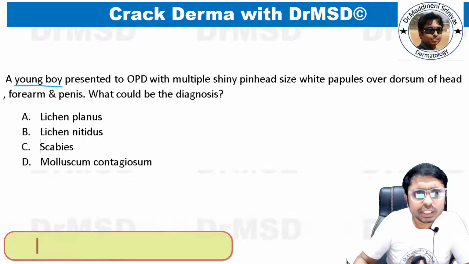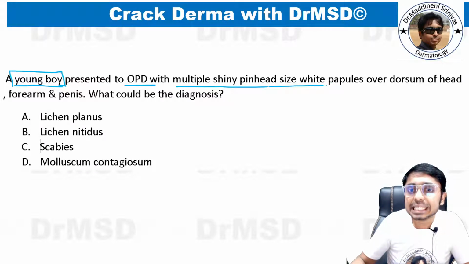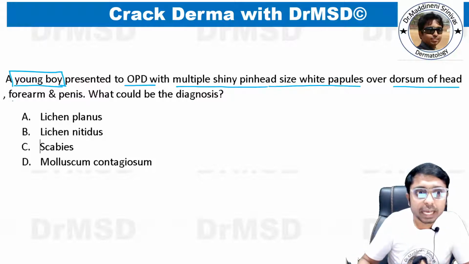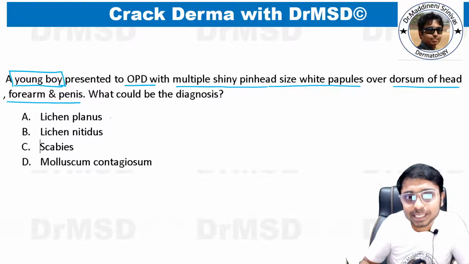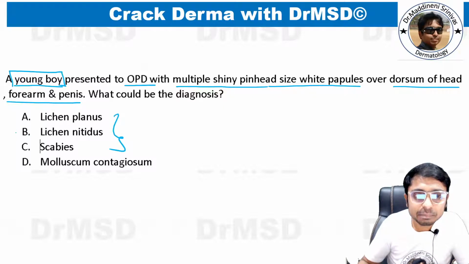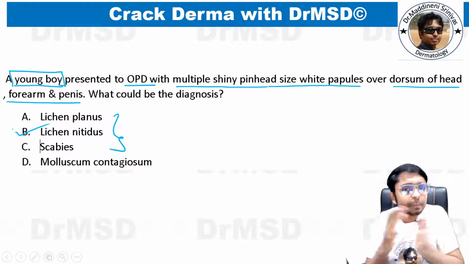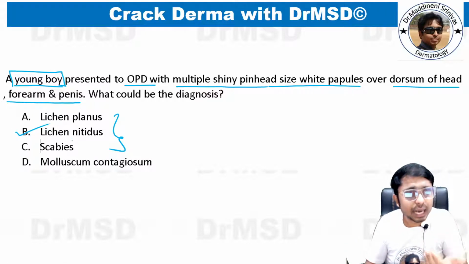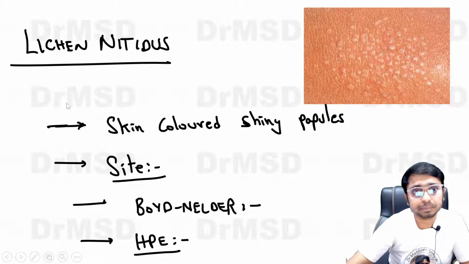So this was a question which I discussed previously. A young boy presented to OPD with multiple shiny pinhead-sized white papules over the dorsum of the head, forearm, and penis. What could be the diagnosis? You can see the options are also copied, and in the exam they were given. Most likely this was a previous MCQ which was asked in another exam. So the answer here is lichen nitidus.